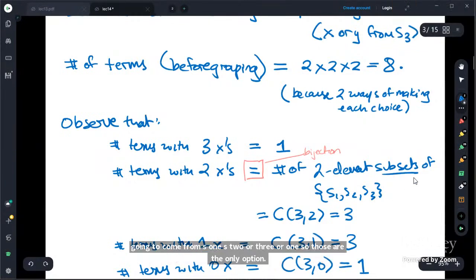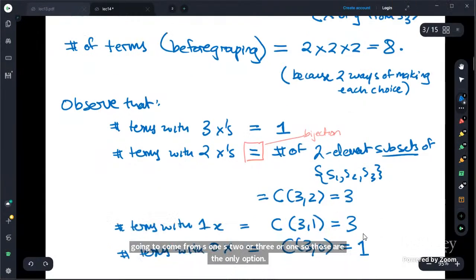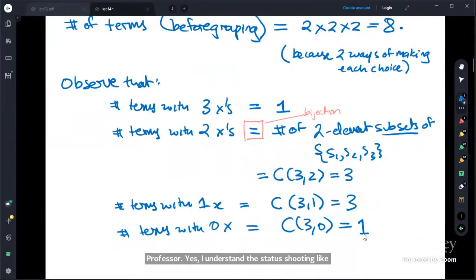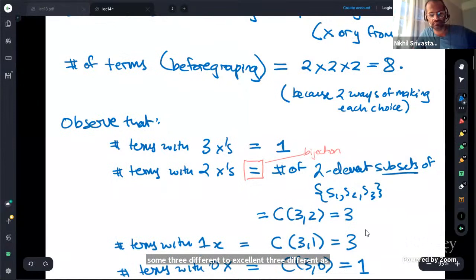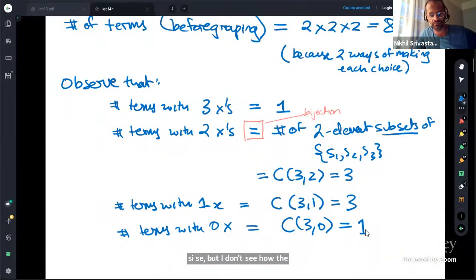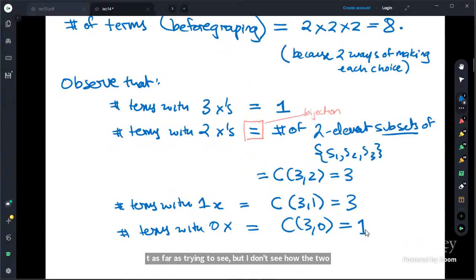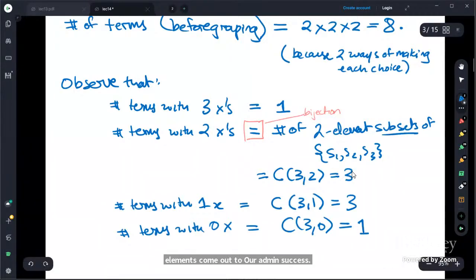Professor? Yes? I understand the step of choosing 2 x's from 3 different clauses, S1, S2, and S3, but I don't see how the 2 element subset comes out. How is that description working?